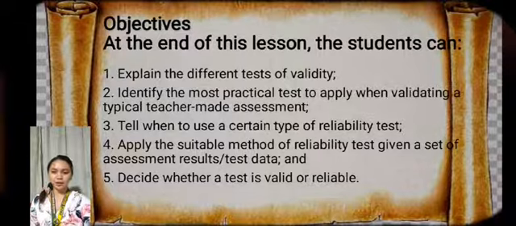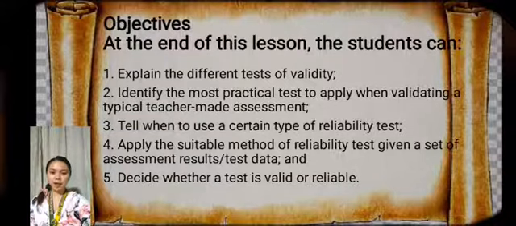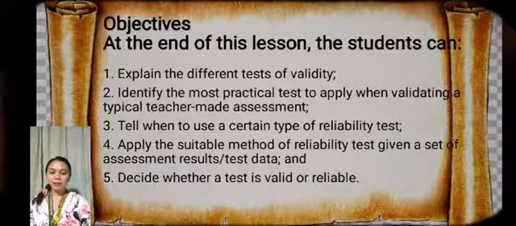We have here the objectives. At the end of the lesson, the students can first, explain the different tests of validity. Second, identify the most practical test to apply when validating a typical teacher-made assessment. Third, tell when to use a certain type of reliability test. Fourth, apply the suitable method of reliability test given a set of assessment results or test data. And fifth, decide whether a test is valid or reliable.